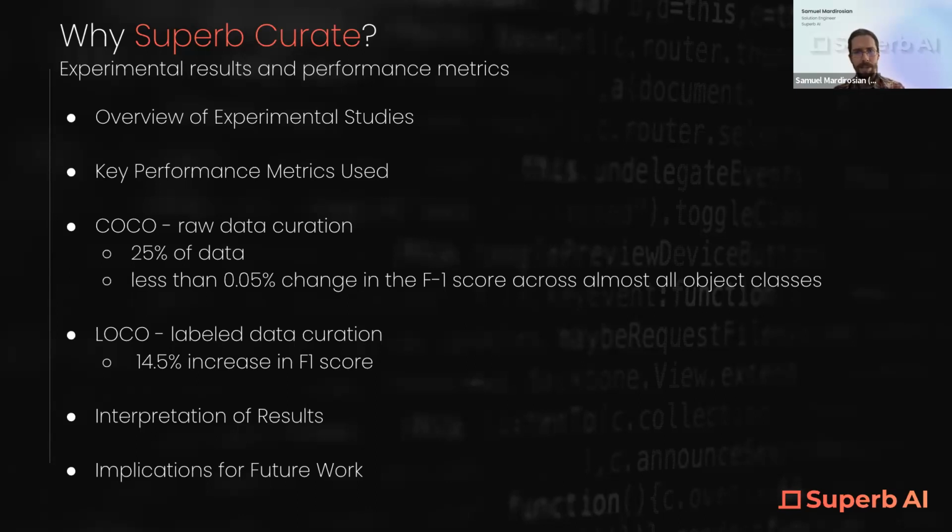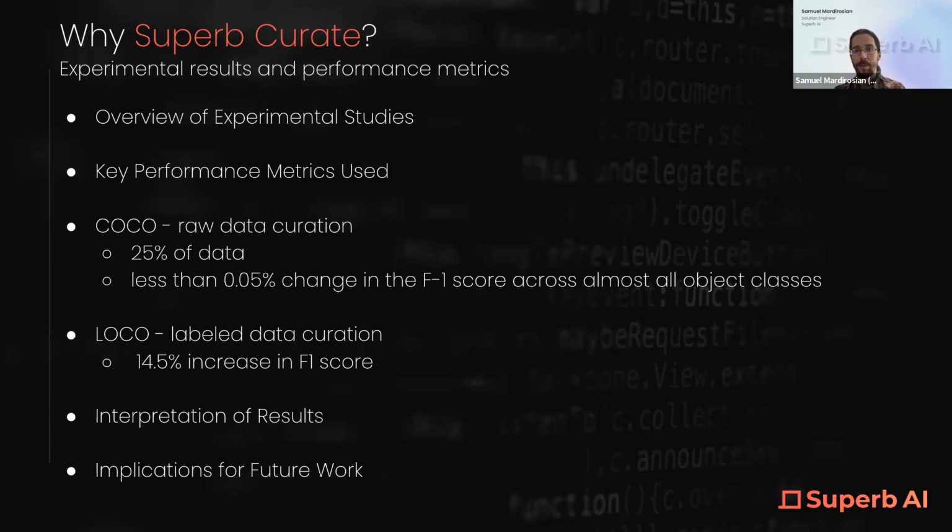Working with the MS COCO dataset, we used our auto curate in the same way that I've shown you earlier to select a subset of unlabeled data to start with. When we trained models on a curated 25% subset of data and compared them to models trained on the complete MS COCO training dataset, we saw only a tiny reduction in performance, with less than a 0.05 change in the F1 score across almost all object classes. This result speaks for itself. Using this sort of data curation, we can jumpstart model development with only a fraction of the labeling time.